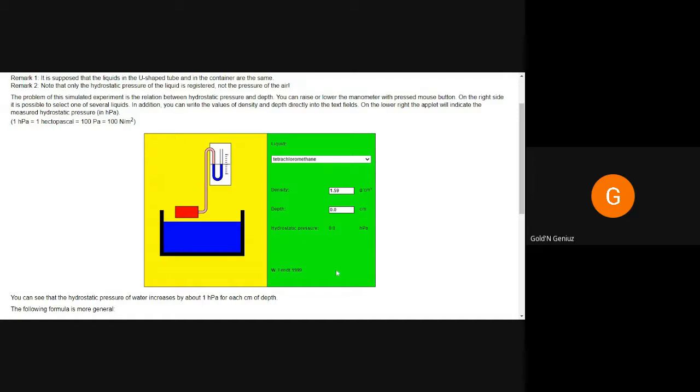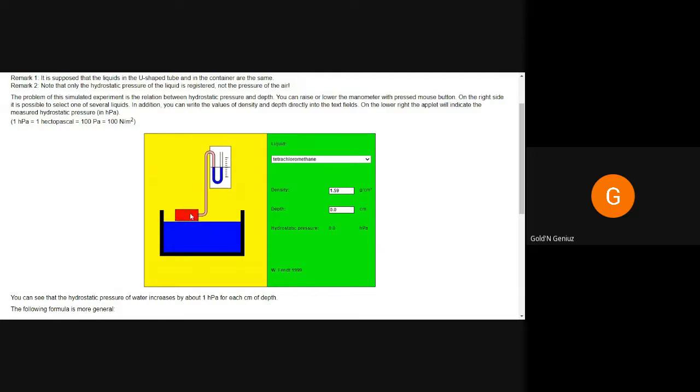Now, you'll have a table, and your table would have observation in the first column. In the second column, you would see pressure. In the third column, you will see the depth, right? You are asked to choose values between 0.5 and 5, since 5 centimeters is the max.